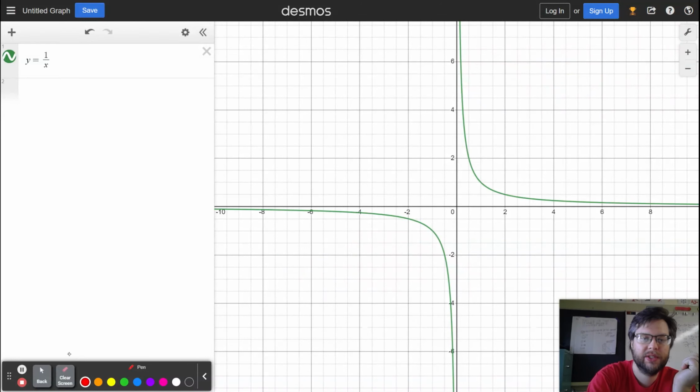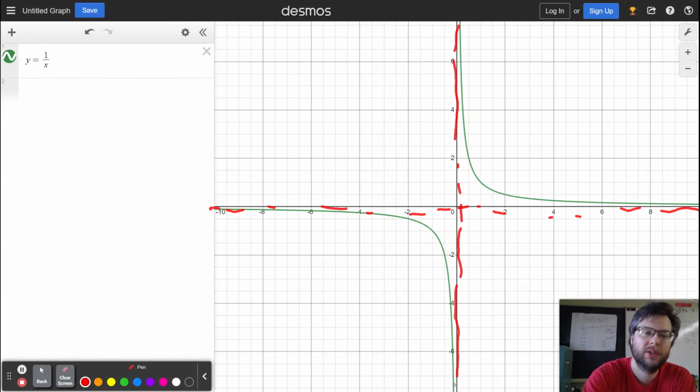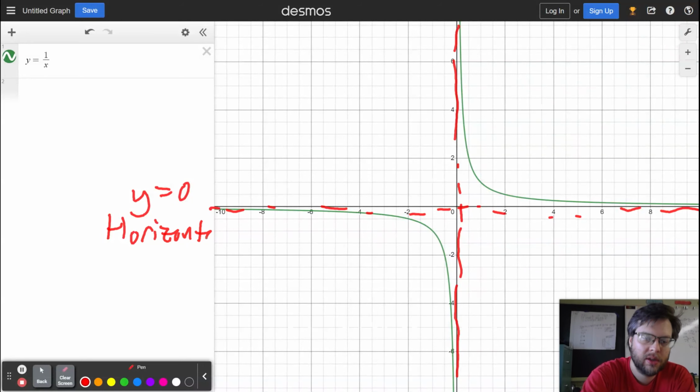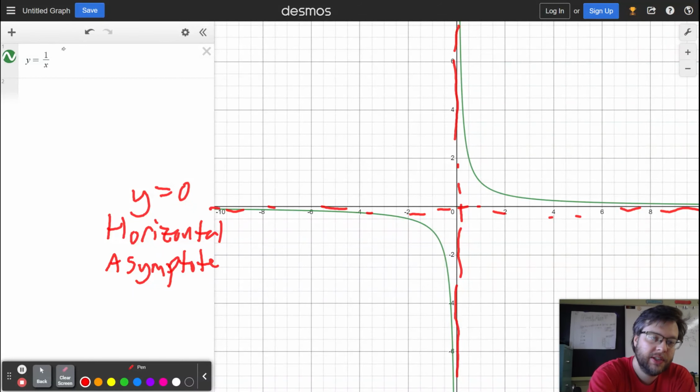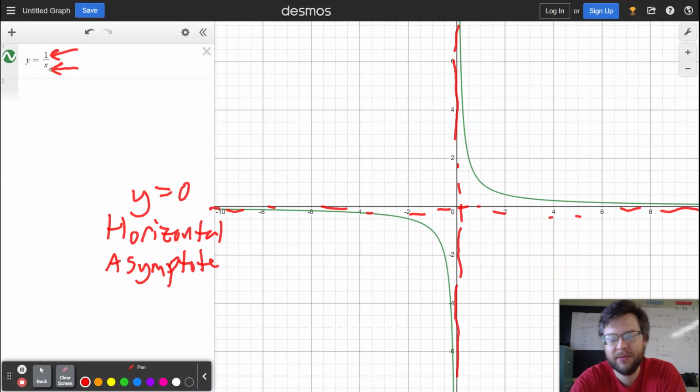The other thing I want you to notice is that this line right here is a boundary that your graph never crosses, as is this line right here. It's a boundary, and those are called asymptotes. So the line y equals 0 is a horizontal line, and it is called the horizontal asymptote. The reason you have a horizontal asymptote is because you are starting with the number 1 and you are dividing it. If you divide by bigger and bigger numbers, you get smaller and smaller answers.